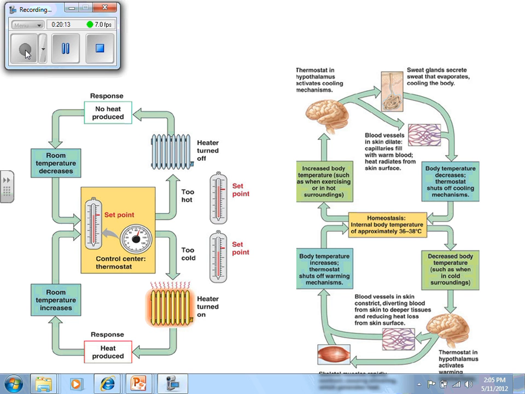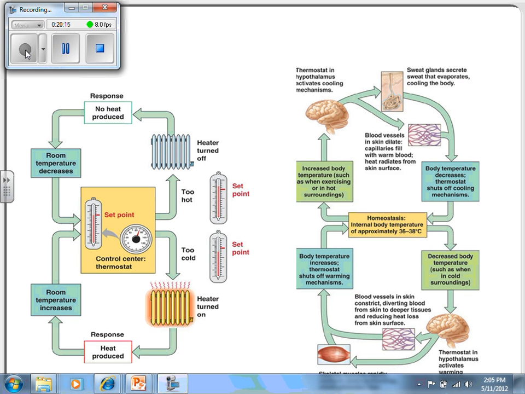All right, guys, another example of negative feedback we're going to look at right now. This is how we regulate our body temperature. All right, in terms of homeostasis, our body temperature ought to be between 36 and 38. 37 degrees Celsius is about the same as 98.6. Well, let's say that your body temperature starts to go up. Your hypothalamus is going to sense that, and it's going to say, that's not a good thing.